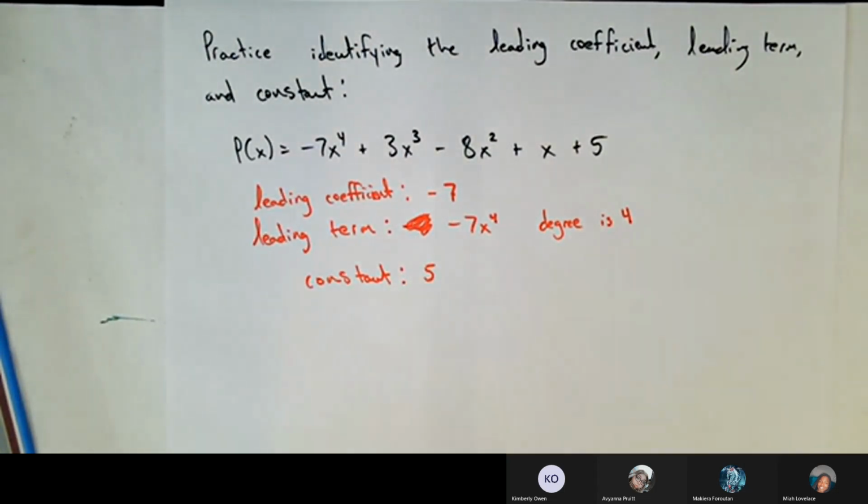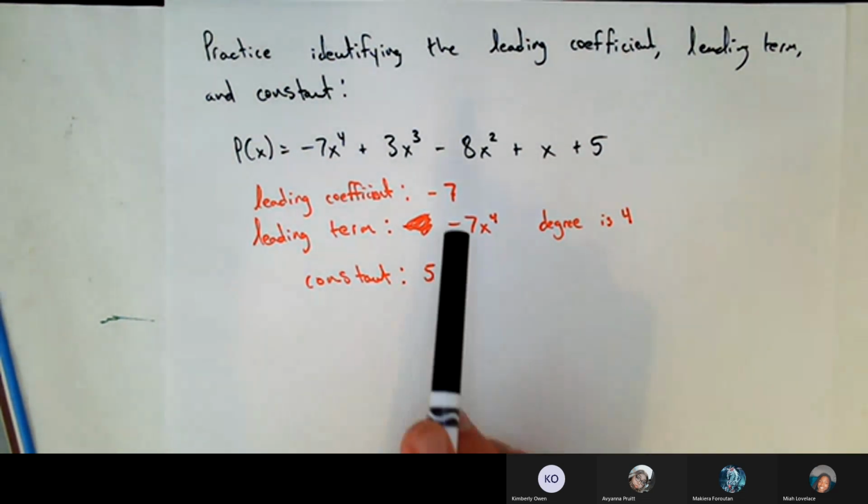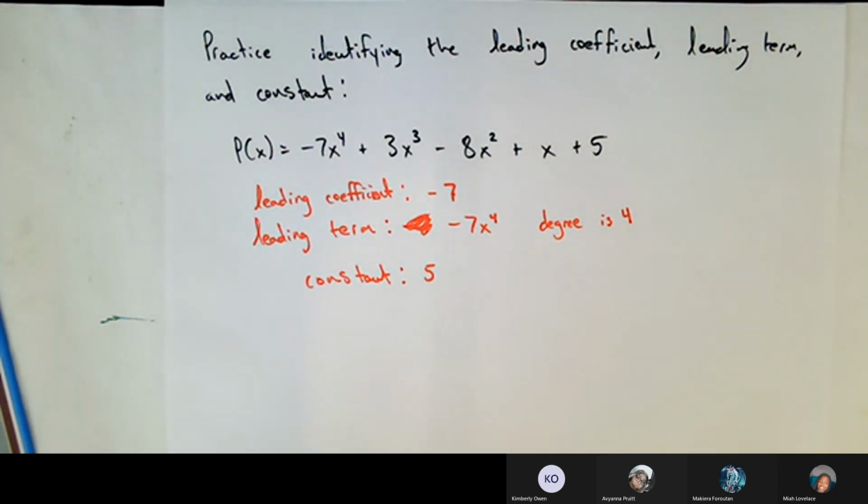So those are the things we're going to need to know how to identify to be able to graph these, because the rules for graphing these polynomial functions are all going to be centered around what's happening with the leading coefficient, the leading term, and the degree.